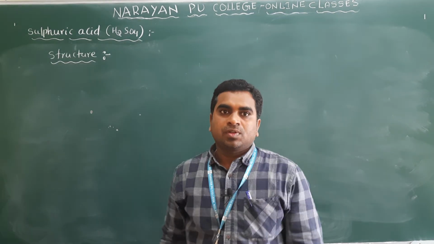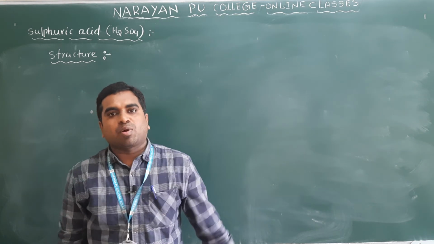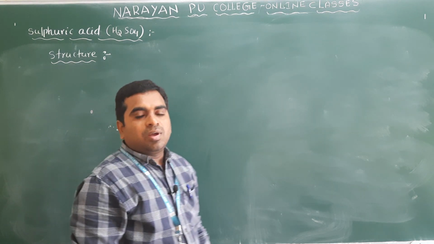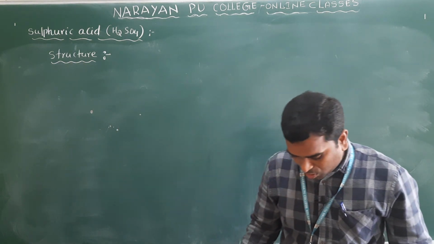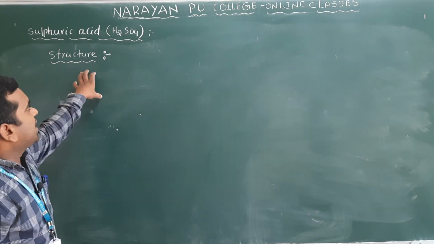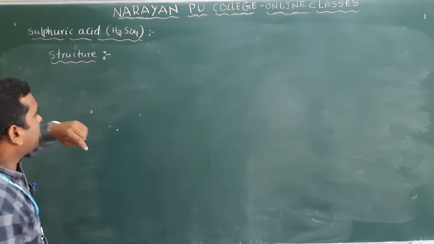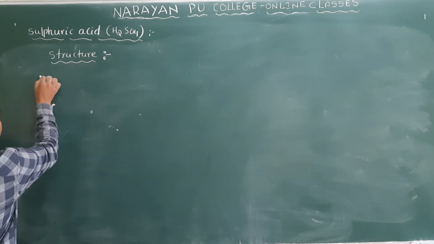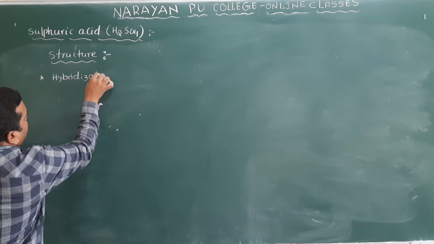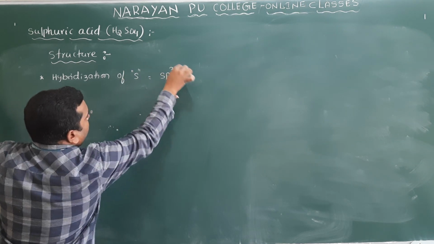So this is how it reacts with salts. We have already discussed the preparations, physical properties and chemical properties, and the next one is the structure of the molecule. You already know, previously in oxo acids of sulfur I have written the structure of the molecule. What is the hybridization of sulfur in H2SO4? It is sp3.